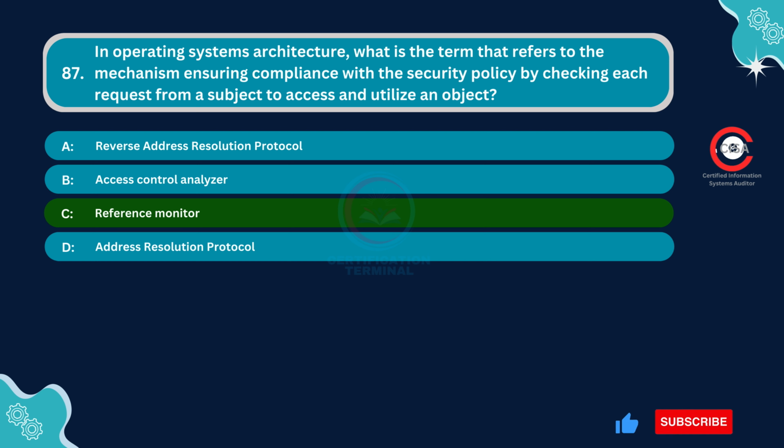A reference monitor acts as a gatekeeper, ensuring every request to access or utilize an object from a subject adheres to the defined security policy. The primary function of a reference monitor is access control. It verifies if a subject has the necessary permissions to perform the requested operation on an object based on the security policy. Properties of a reference monitor are non-bypassable, tamper-proof, and verifiable. The other options provided are not directly related to access control enforcement within an operating system.